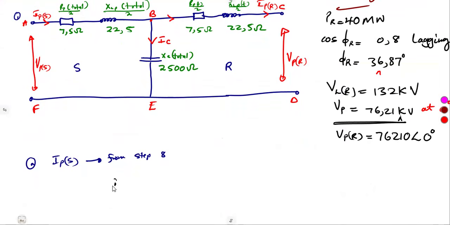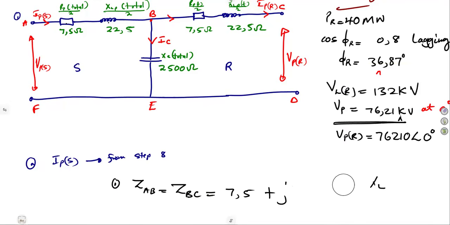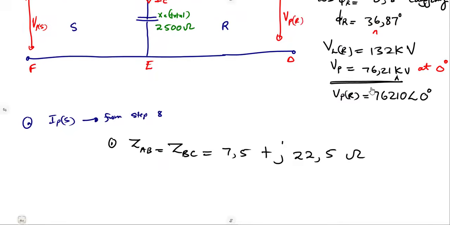So from step 1, we determine the impedance across A, B. Remember, I said this is exactly the same as the impedance across B and C. Thus we've got a resistor and an inductor, R plus jXL. So the resistance is 7,5 plus j, inductive reactance already given as 22,5. So this is what we have.